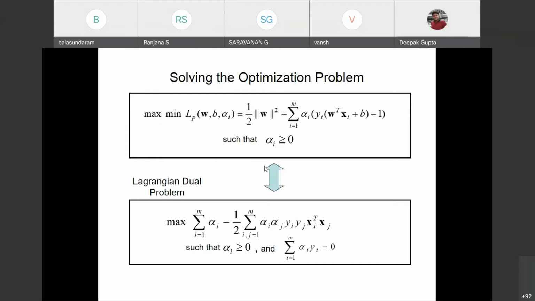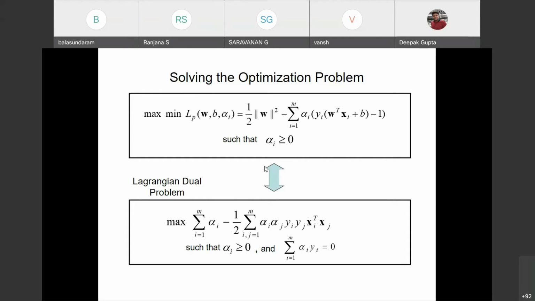Please see what the objective function is. The objective function is the function which you are maximizing. What are the constraints? The constraints are alpha i greater than or equal to 0 is one set of constraints: alpha 1 greater than or equal to 0, alpha 2 greater than or equal to 0, etc., alpha m greater than or equal to 0. So there are m number of non-negative constraints. And then I have one equality constraint. What is the equality constraint? The equality constraint is summation alpha y is equal to 0.